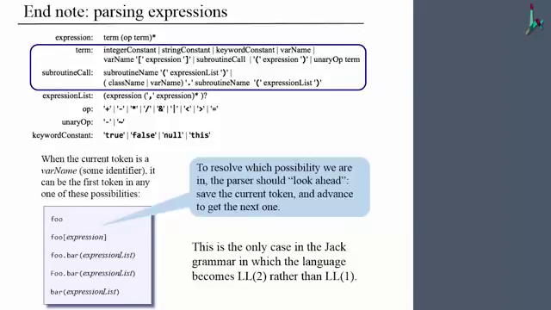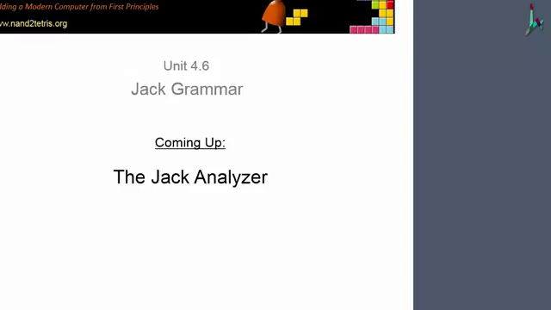This is the only case in the Jack language where the language becomes LL2, and you have to work a little bit more delicately to write code that takes care of these various possibilities. In all other cases, the language is completely LL1, and the writing of the parser is relatively straightforward. So with that in mind, this is the end of Unit 4.6, and in the next unit, we're going to talk about finally how to write the Jack analyzer itself.